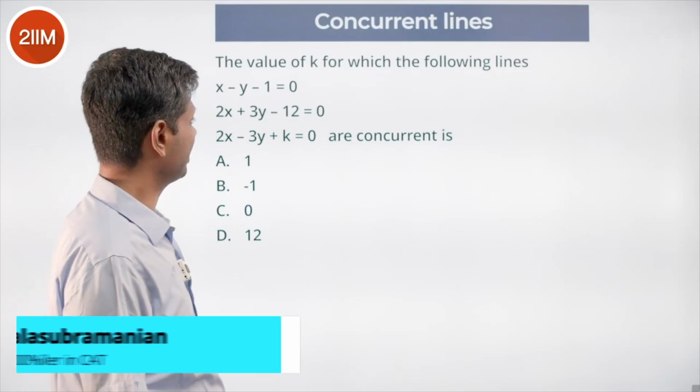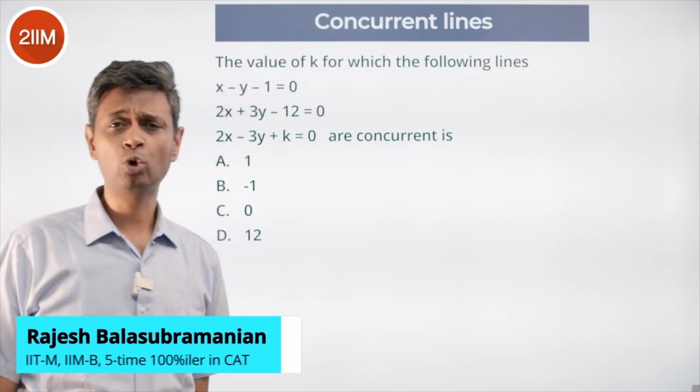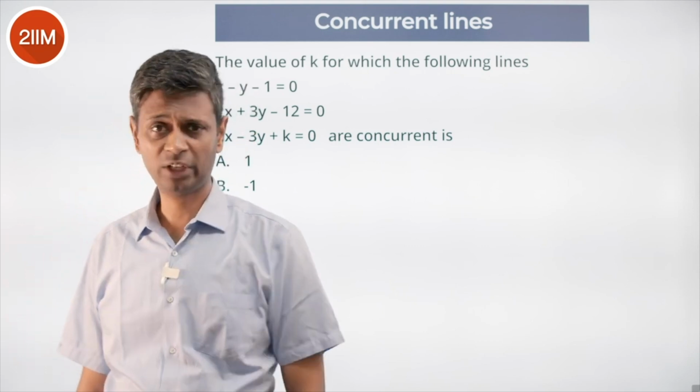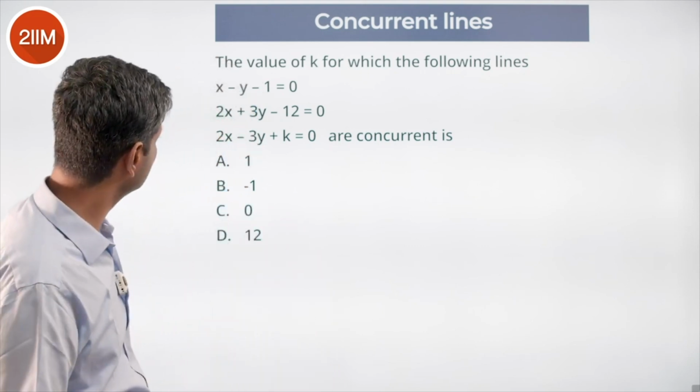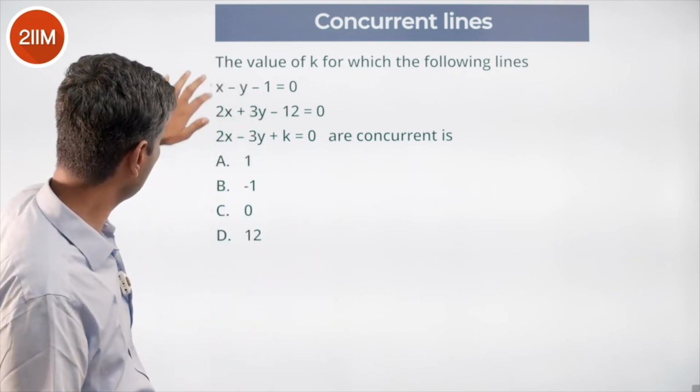Which of the following lines are concurrent? The three lines go through the same point. What is the value of k? There's no k here, no k, there's only k here. Solve these two.